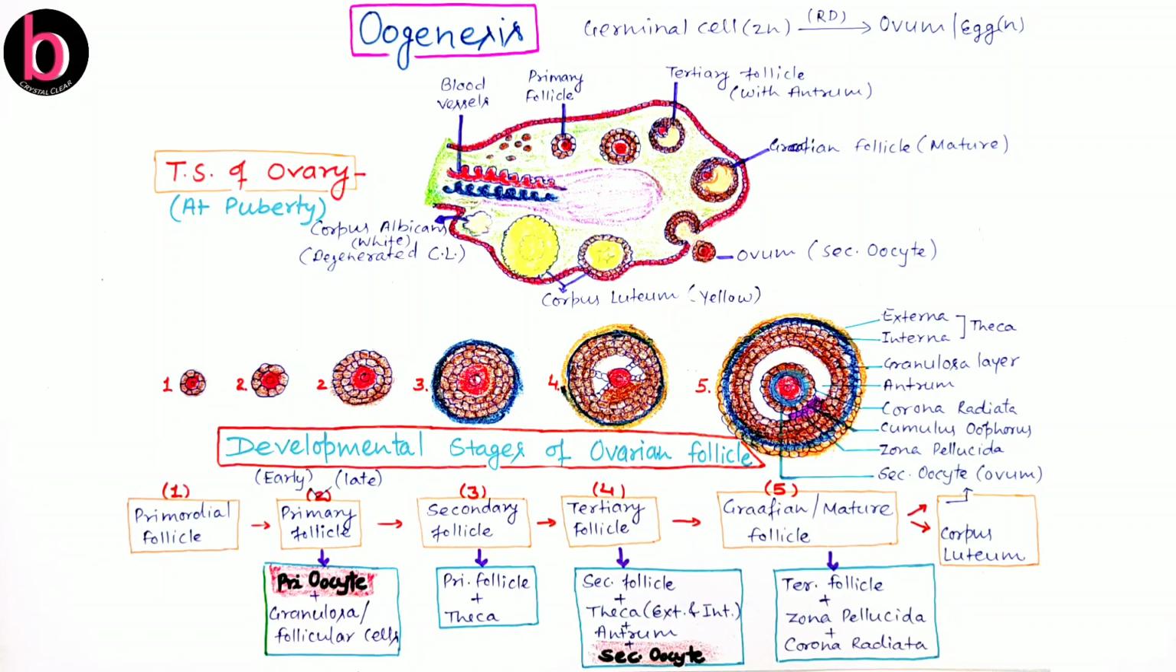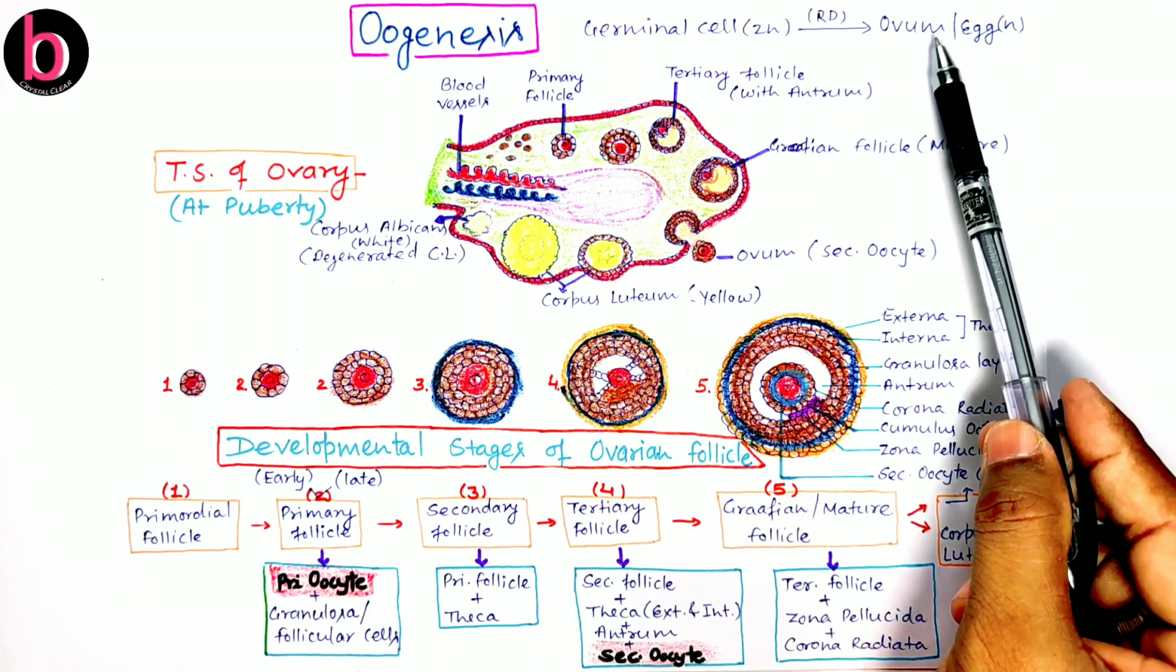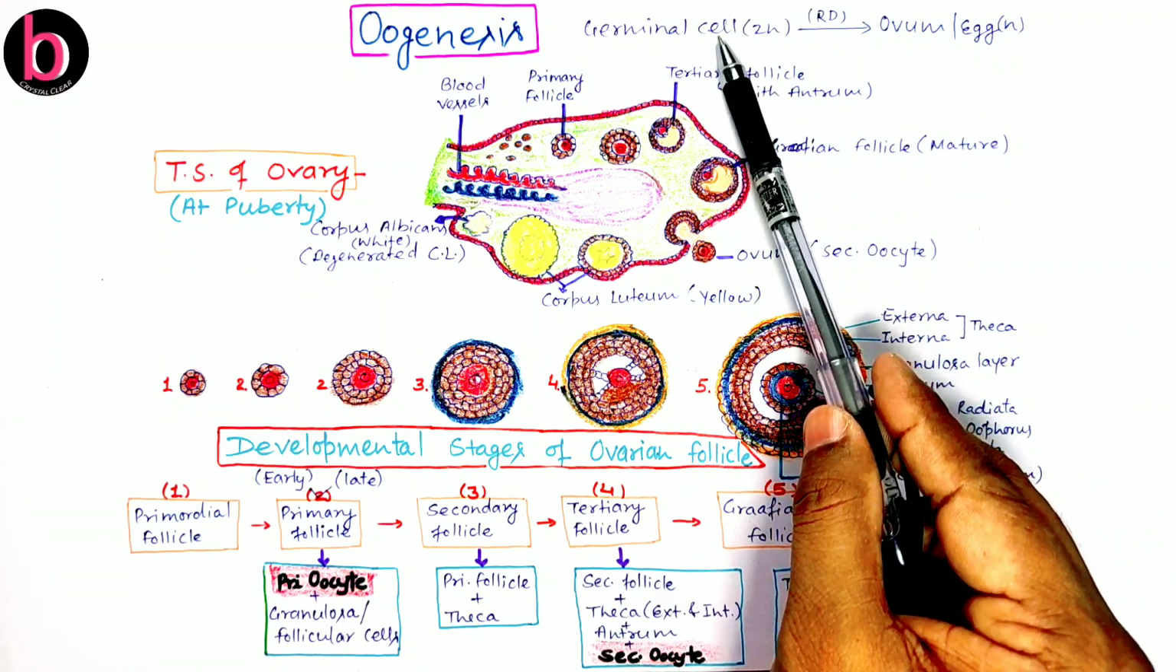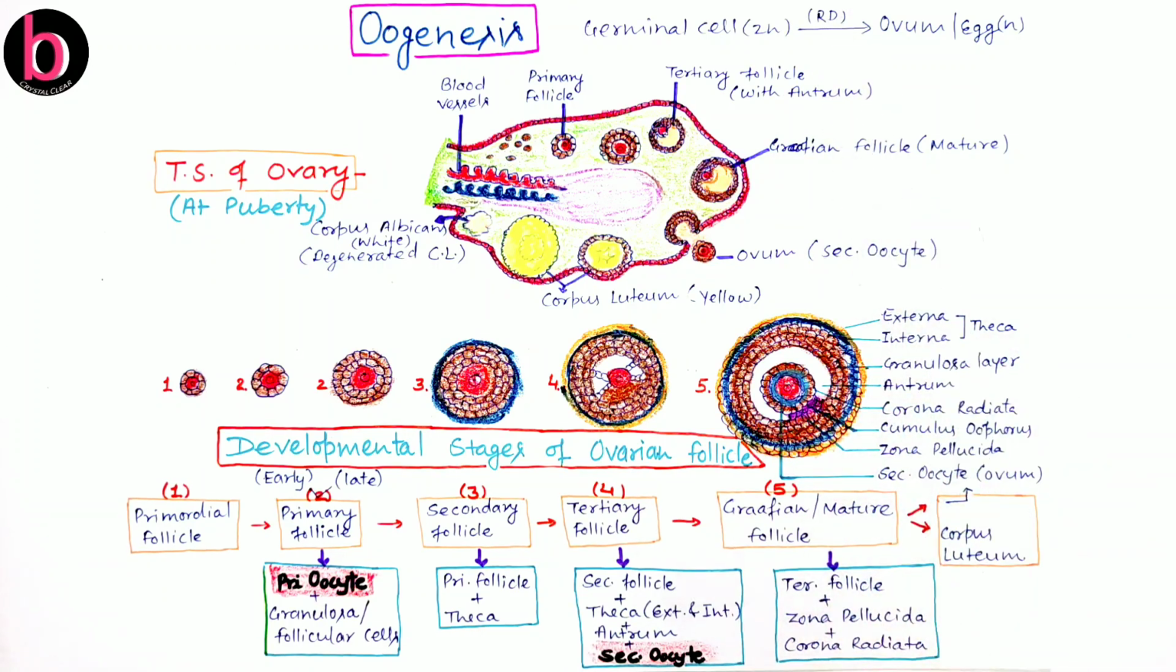Hello friends, in this video lecture we will discuss oogenesis. Oogenesis is the process in which a haploid egg or ovum is formed from diploid germinal or oogonial mother cells by the process of meiosis. Oogenesis occurs inside the ovary, and the process starts when a female baby is in its embryonic stage in its own mother's body.